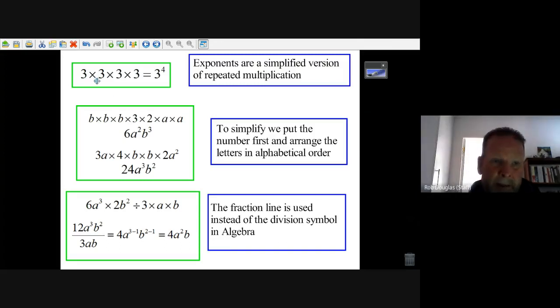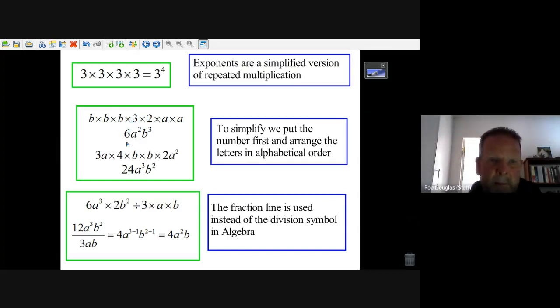If you have 3 times 3 times 3 times 3, we learned with exponents that it's really 3 to the 4th power. It means 4 threes all multiplied together. Well, the same thing with letters. If you had something like this, b times b times b times 3 times 2 times a, and you were supposed to simplify it, well, the a times a is a squared. The b times b times b is b cubed. And the 3 times 2 is 6. So that's how you'd simplify that.